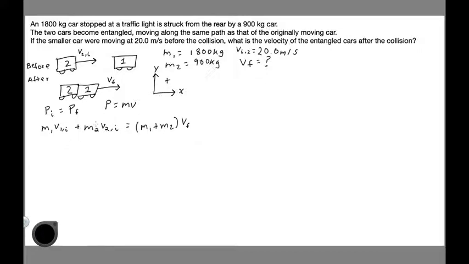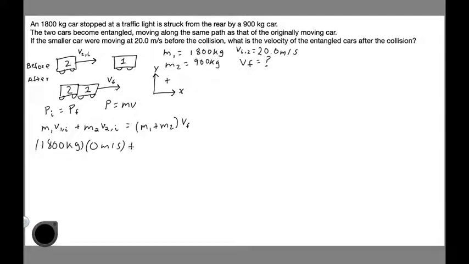So let's keep that in mind as we move forward. Now that we have our formula, let's go ahead and plug in the information that the problem gives us and then solve for VF. So mass 1 is going to be 1,800 kilograms. And its initial velocity is going to be 0 meters per second. This is because it's stationary. It's not moving at this point in time.